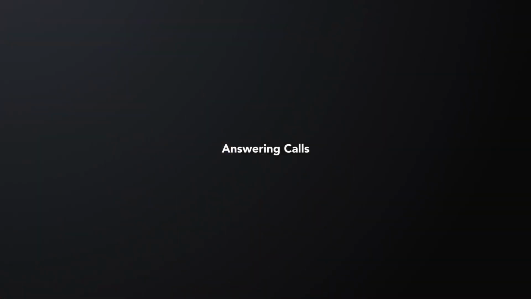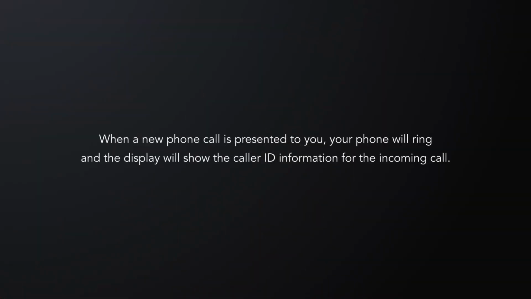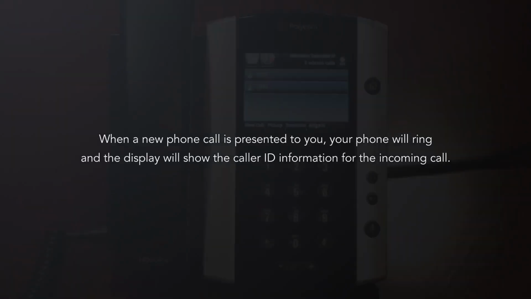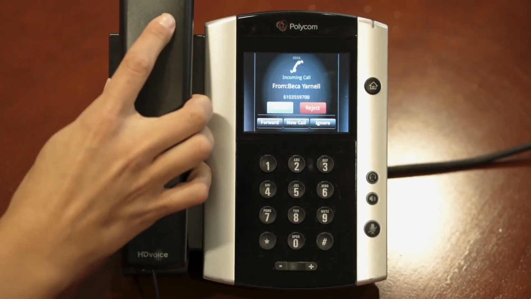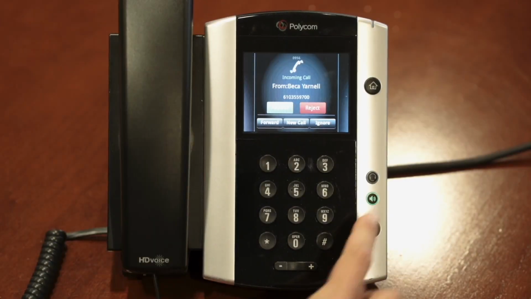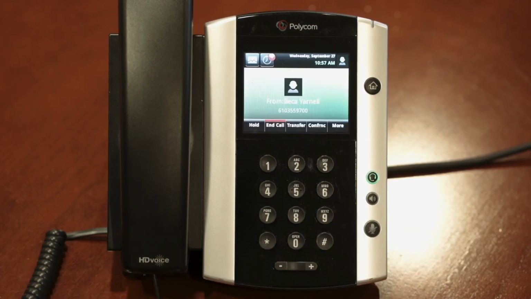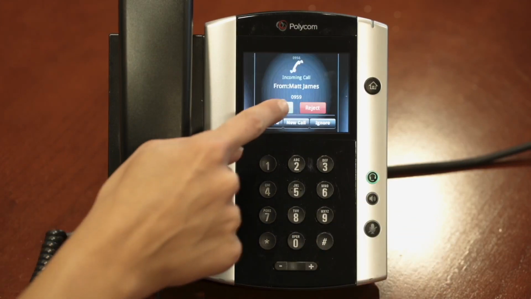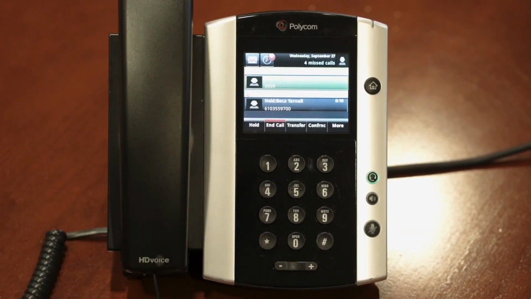Answering calls. When a new phone call is presented to you, your phone will ring and the display will show the caller ID information for the incoming call. To answer the incoming call, you may do one of the following. Pick up the handset, press the speaker button, press the headset button, or tap the answer key on the display. When the call is answered, the screen will switch to show the active call screen automatically.